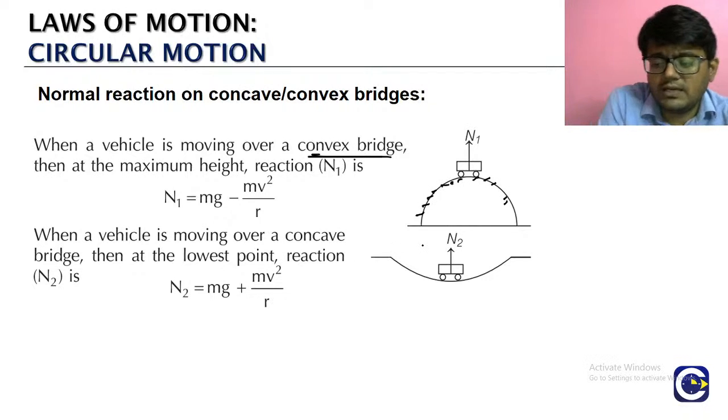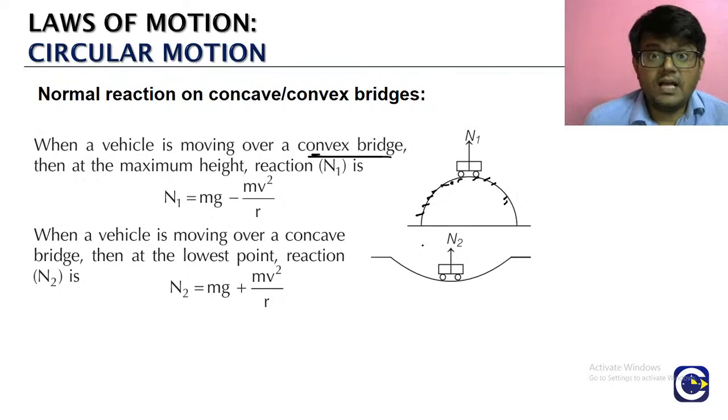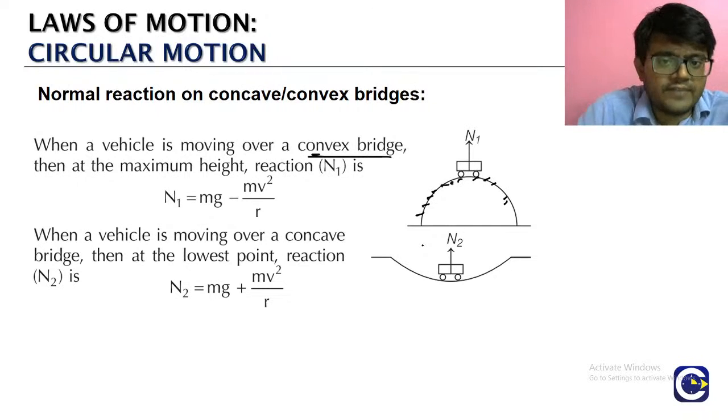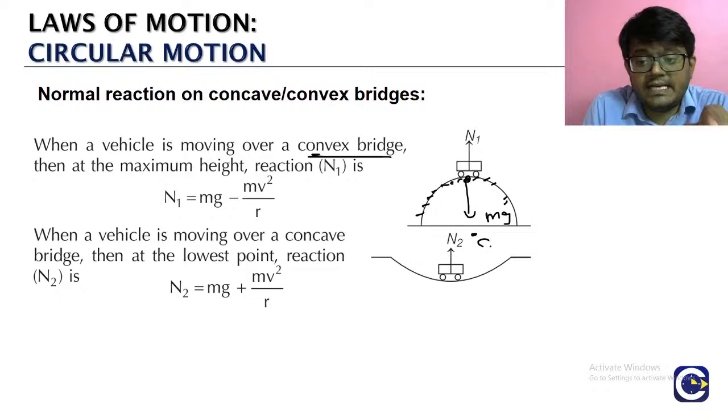When you are going in a car and you get a bump like this, not a small one but a portion of the road, we generally get a sense that our normal reaction is decreasing. We will not know the normal reaction, we will feel that the weight is decreasing. Why it happens, we will see. If you are on this convex kind of bridge, look at this, weight is down and our center of the circle is also down.